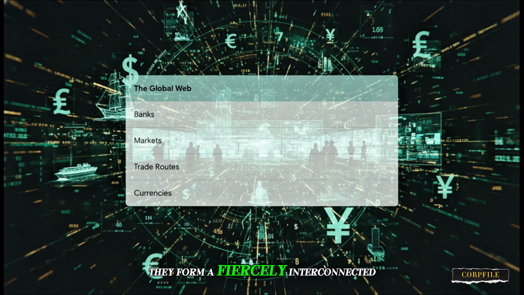They form a fiercely interconnected system, a giant global web. Banks, markets, trade routes, currencies, they are all locked together. Modern economies are so deeply intertwined that the actual borders between them basically vanish when you look at the financial data. Because of the sheer speed and scale of this whole setup, one major economic event in some far-off corner of the globe instantly ripples across the entire world, affecting absolutely everything in its path.